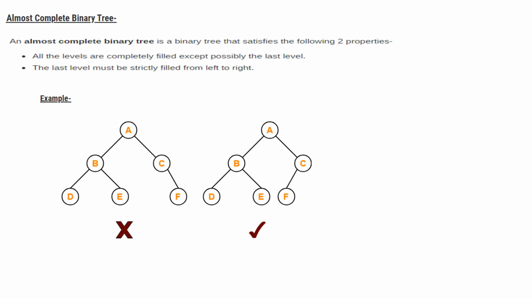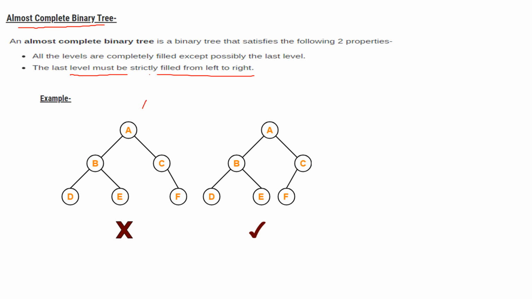Now let's see which binary trees are called as almost complete binary trees. An almost complete binary tree is a binary tree that satisfies the following two properties. First property, all the levels are completely filled except possibly the last level. And the last level must be strictly filled from left to right.